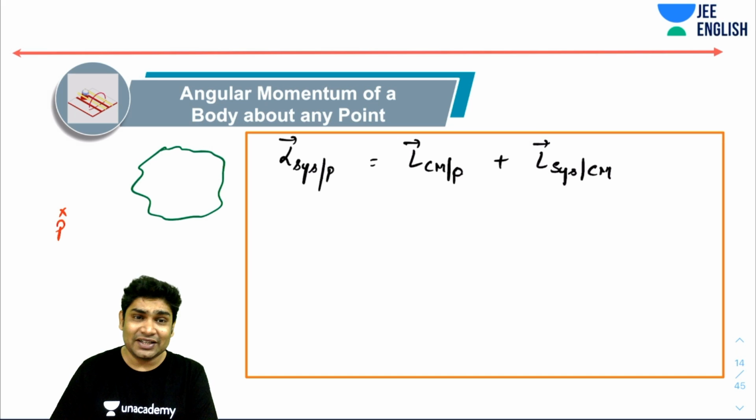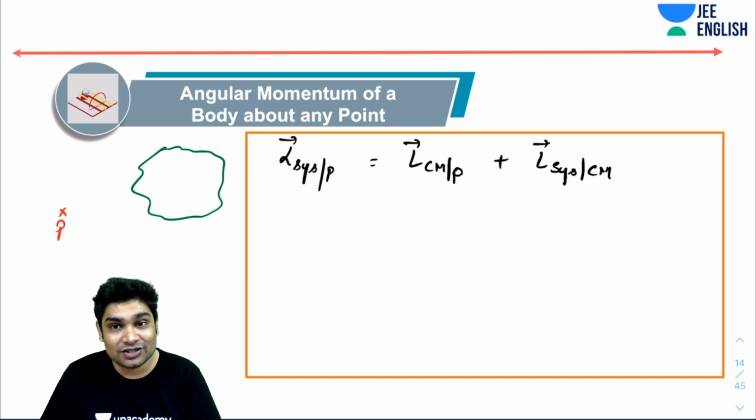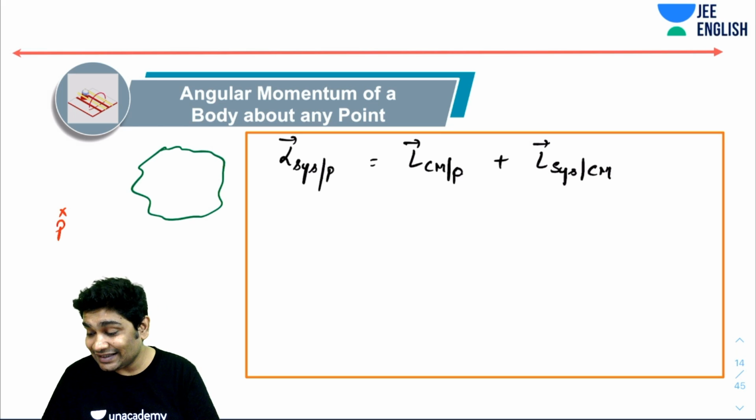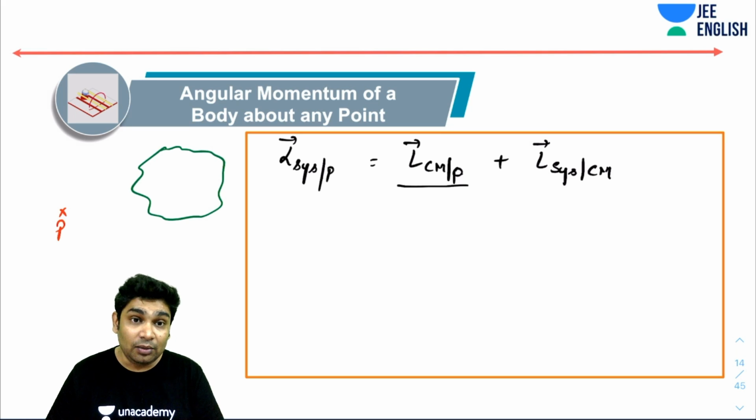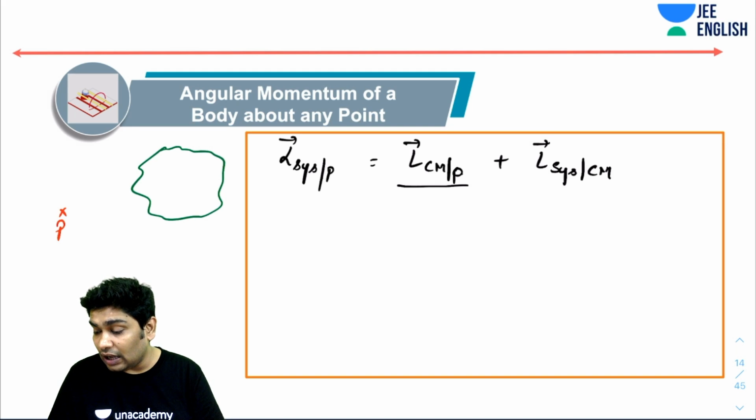I hope you remember this from the derivation in the last class. Okay. Now, so how do you write this? This is very simple. CM is a point mass. So for CM, the angular momentum of the CM about P is very easy to write. This will just be R of CM with respect to P cross P of CM. Right. Now comes the tricky part.